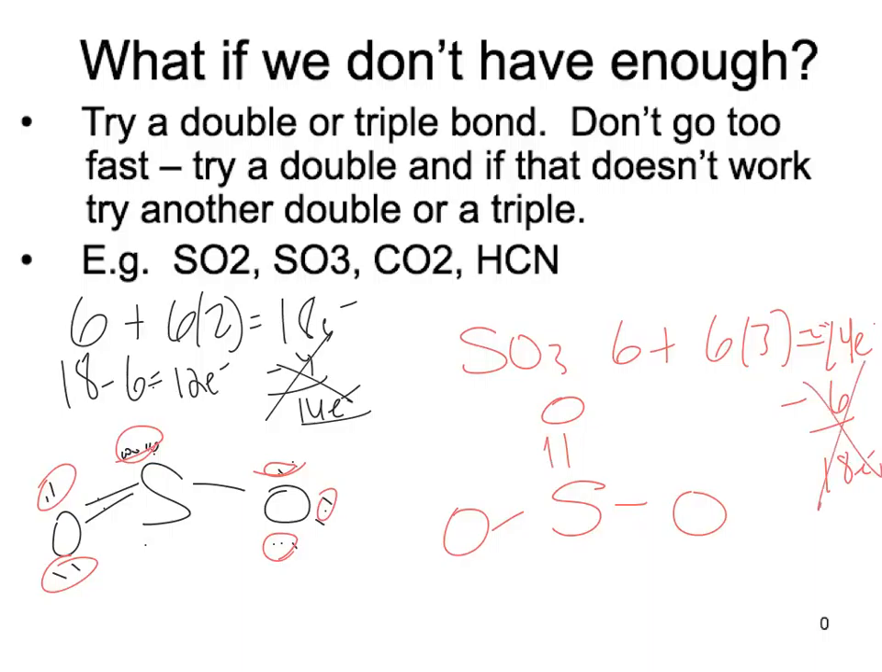So we'll try a double bond. So 2, 4, 6, 8 is being used in bonding, leaving us 16 electrons. Now, you say again, I had 18 and that didn't work. How's 16 going to work? But look, sulfur's happy. It's got 8 around it. This oxygen on top has 4. It needs 4 more. They each need 6. But that's 12, 14, 16. That's it, 16. So that's the Lewis structure.